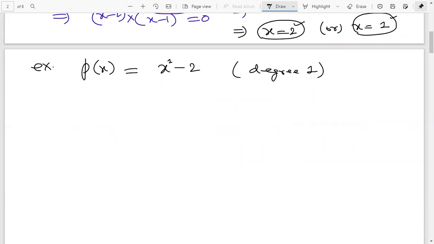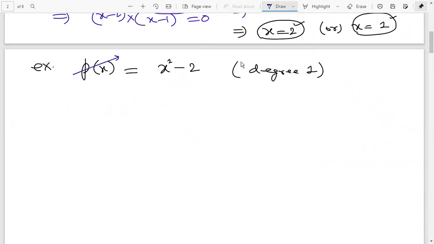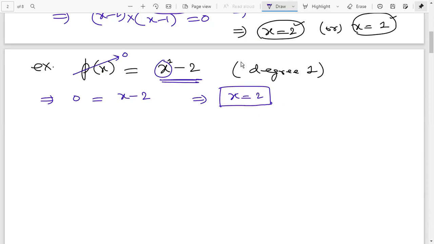So how many zeros will it have? Anyone? How many zeros will it have? 1 zero only, because the degree is 1. And how can we obtain the zero value? By assuming the p(x) value is 0. That is basically the definition of zeros of p(x): the x values for which p(x) is 0. So we put p(x) equal to 0, so x minus 2 equal to 0, which implies x equal to 2. Correct. So this is the one zero of p(x). The zero of p(x) is the x value 2, because if you take x value 2, then 2 minus 2 is 0.